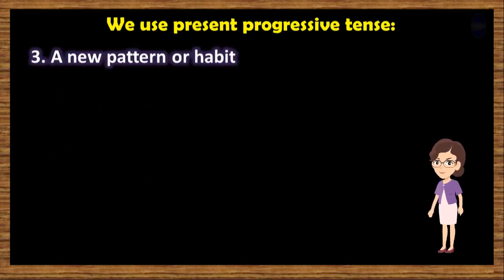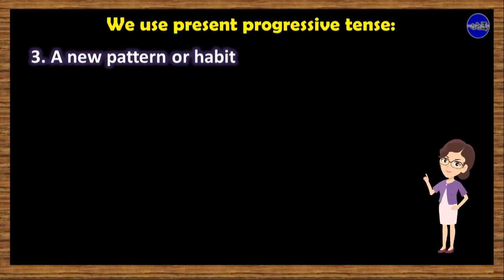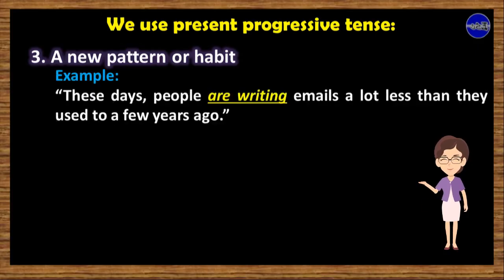3. We use present progressive tense for a new pattern or habit. A really interesting way of using the present continuous tense is to describe events or actions that are new and different from events in the past. In this case, the tense can be used to highlight the contrast between the old and new. For example, these days, people are writing emails a lot less than they used to a few years ago.